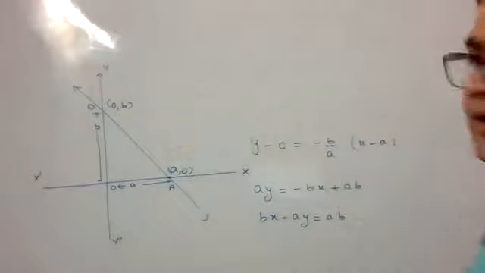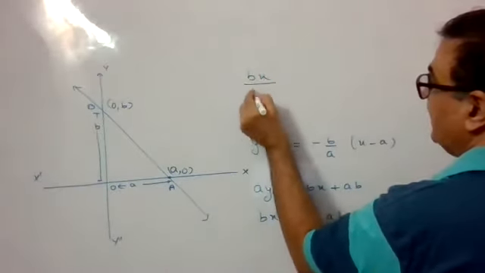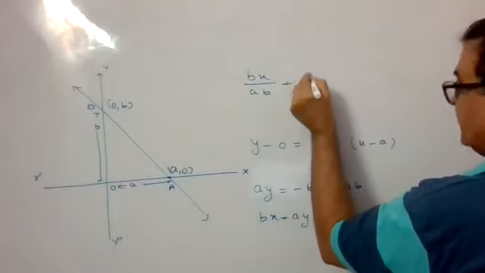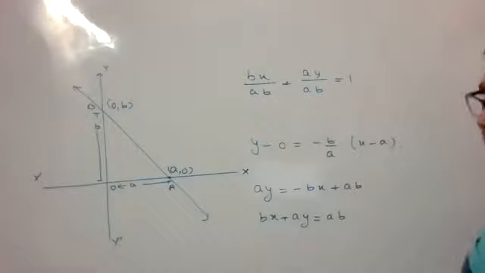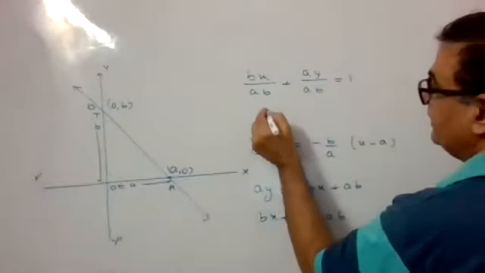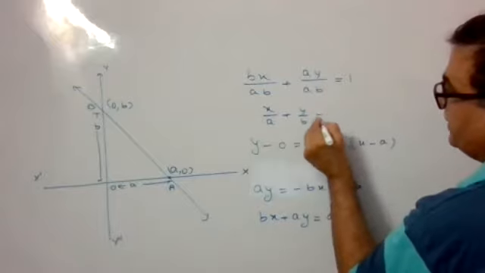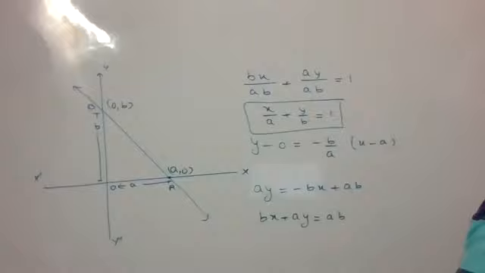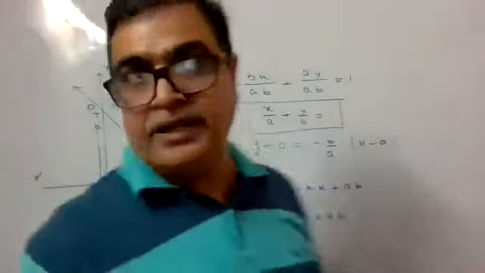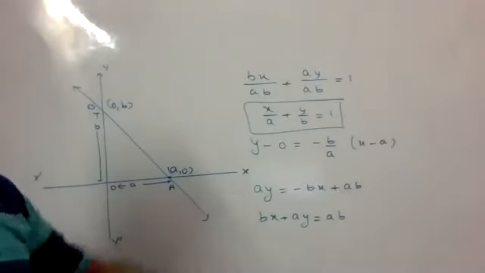And then you can write this equation as BX by AB plus AY by AB comes out to be 1. B and B get cancelled out. I got it: X by A plus Y by B comes out to be 1. This is called the intercept form of a line. X by A plus Y by B equal to 1.